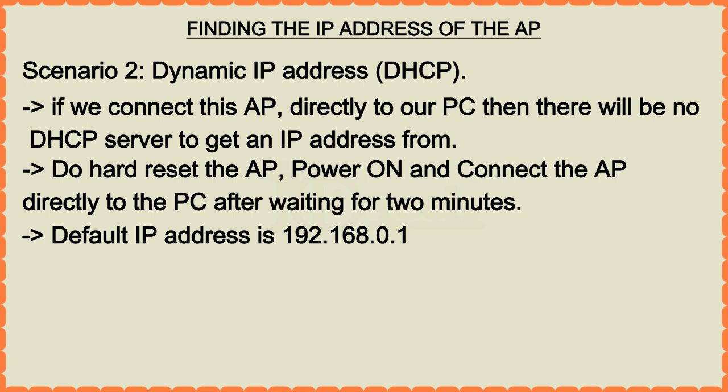This is the only way to find the IP address of an access point which is set to get an IP address from the DHCP server. I hope now we all have an idea about how we can find out the IP address of our access point. Let's proceed towards the next step.